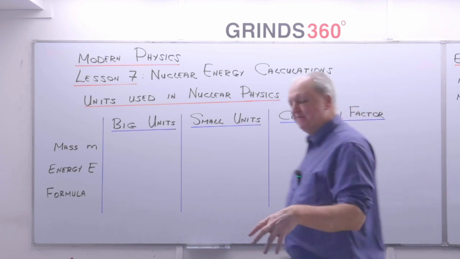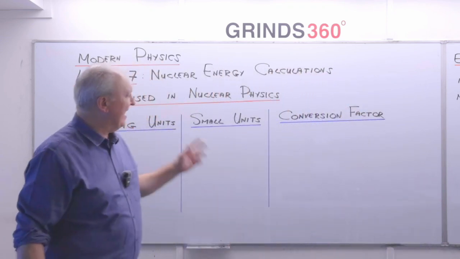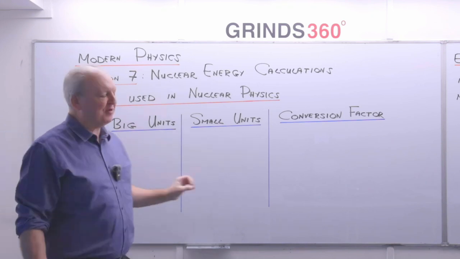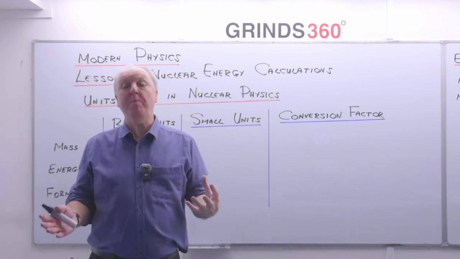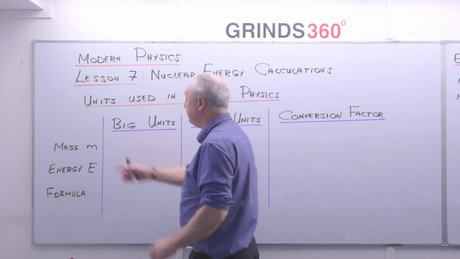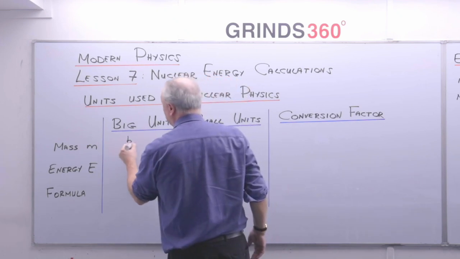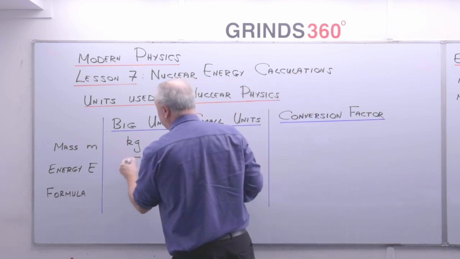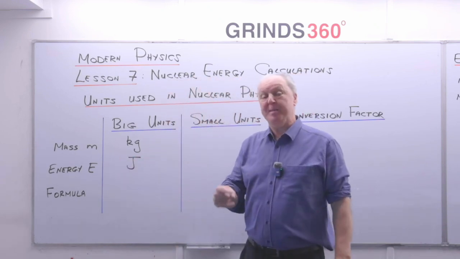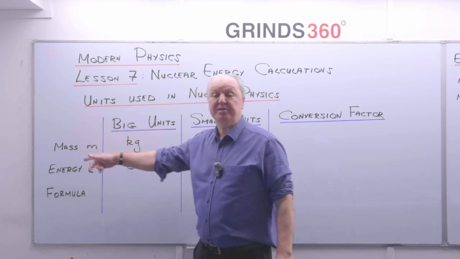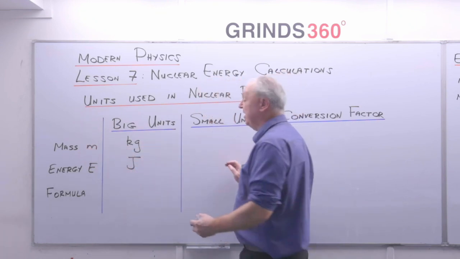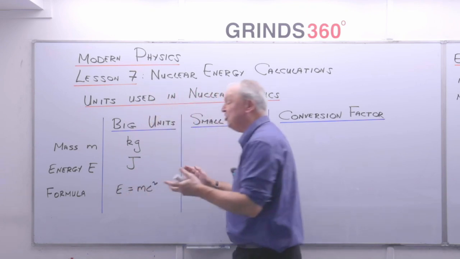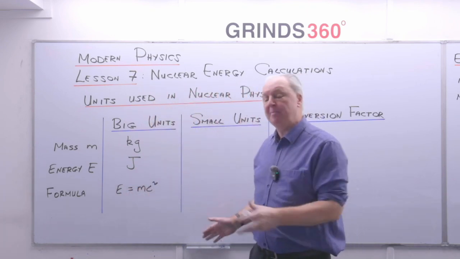One of the things you have to be very careful of when you do calculations in nuclear energy are the units. We have what are called big units. They're your normal units. The big unit for mass, we've already talked about, is the kilogram. The big unit for energy is the joule. And what's the formula if you want to work out the amount of energy contained in any mass? Well, then we're going to use Einstein's famous equation, E is equal to mc squared. So I've already done an example on that, using the big units.